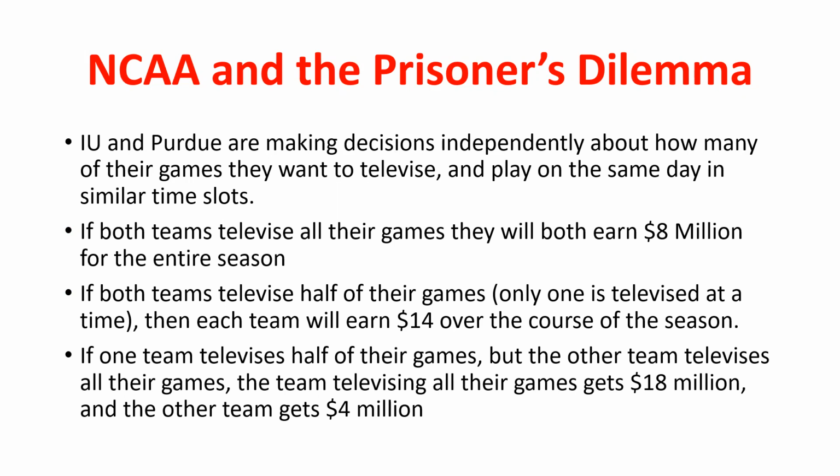So let's think about what players we have and the decisions they can make. If both teams choose to televise all their games, they're both going to earn 8 million. If both teams televise half their games, so basically coordinate so that they're playing in different time slots or on different days, then each team would earn 14 million. If we both agree to only put on half our games because we're not competing with each other, we can obtain monopoly power for the market for those games, and we're going to earn a higher amount of revenue.